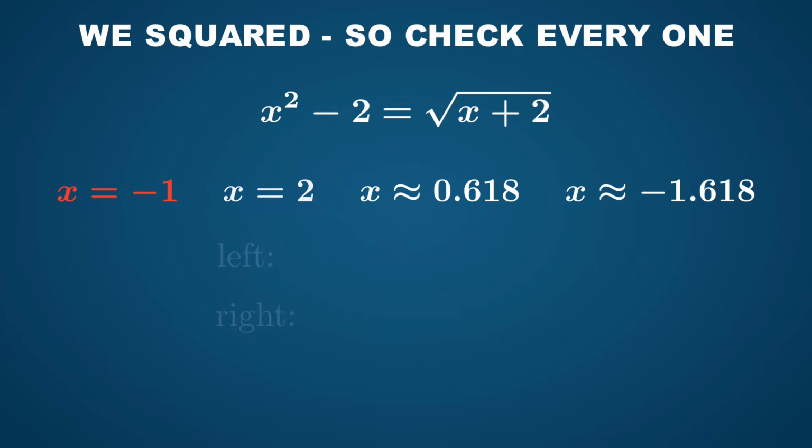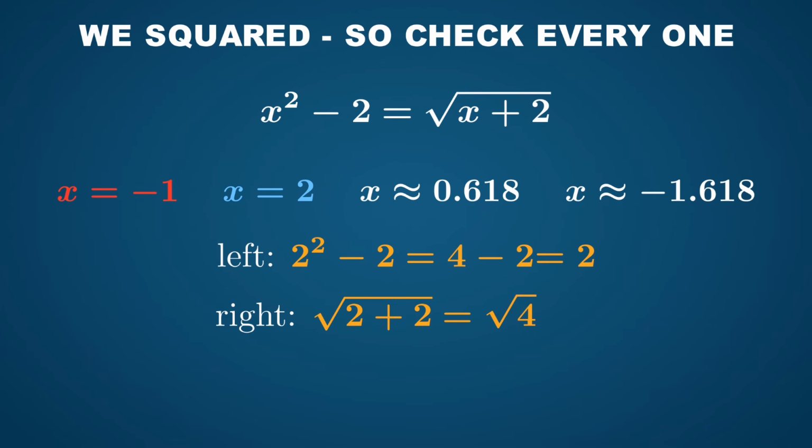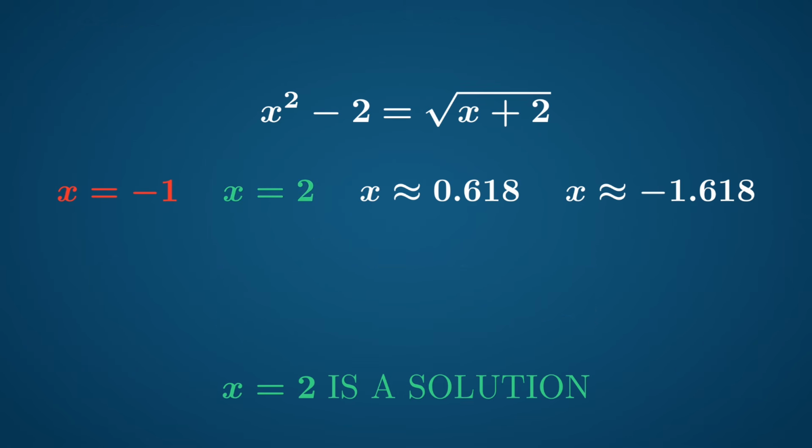Next, we place x equals 2 into the original equation. The left side is 4 minus 2, which comes out to 2. The right side is the square root of 2 plus 2, so root 4. The square root of 4 is 2, and both sides agree. So x equals 2 is a true solution of the original equation.